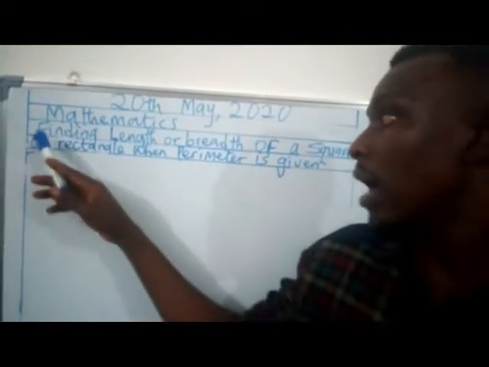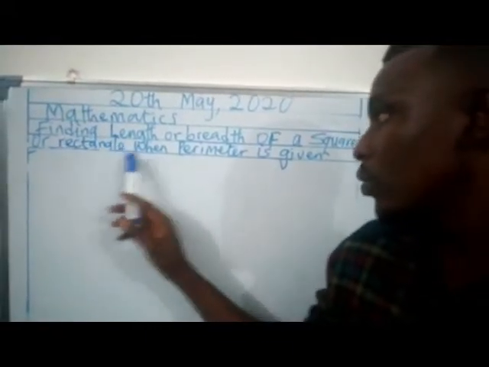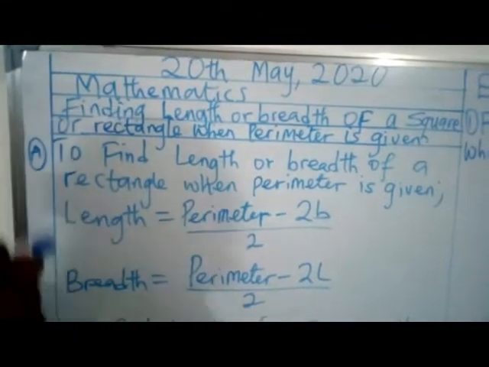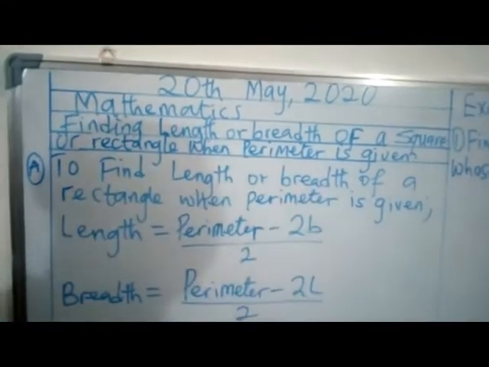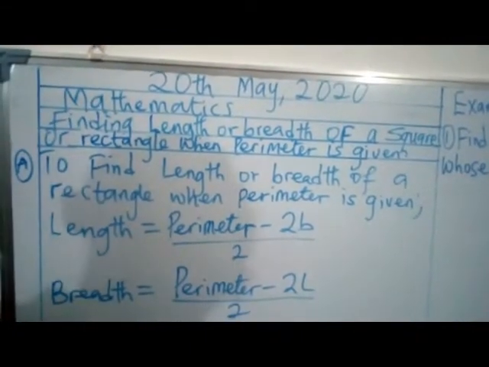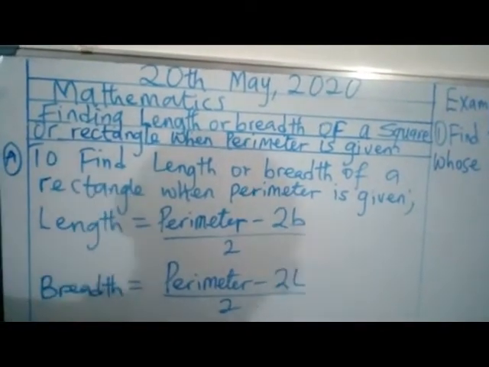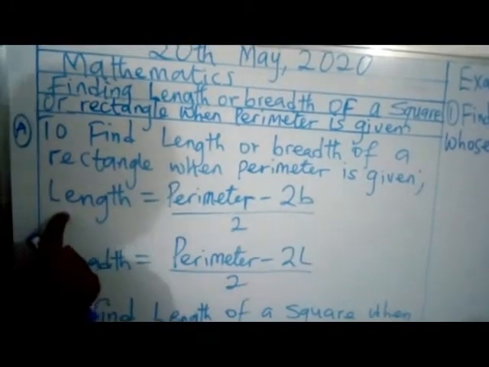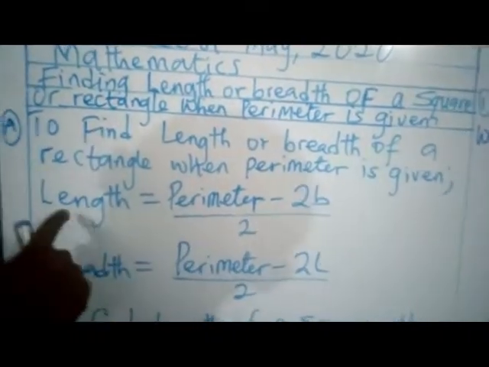Today we'll be talking on how to find length or breadth of a square or rectangle when the perimeter is given. We'll start with how to find length or breadth of a rectangle when the perimeter of that rectangle is given. So if you want to find the length or a breadth of a rectangle when the perimeter is given, you can see the formula below.